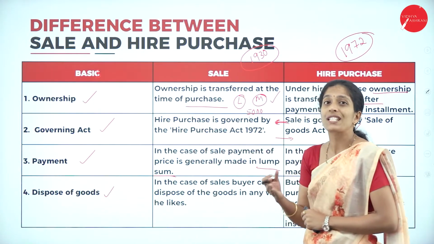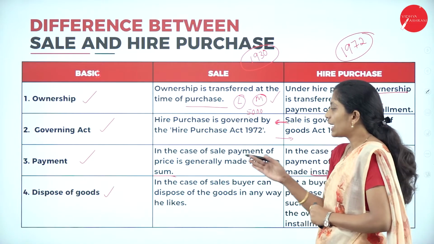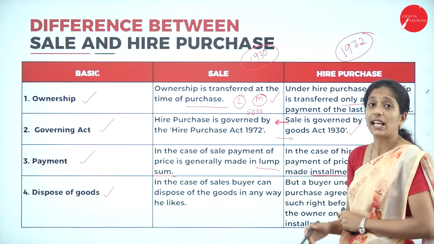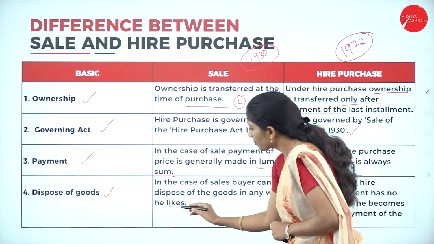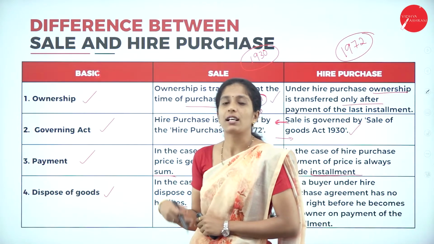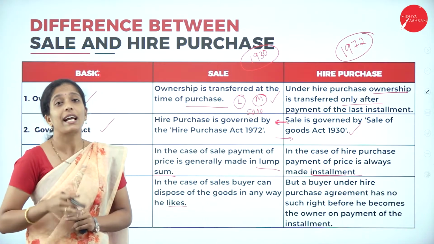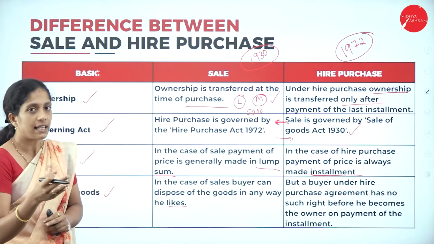Next, the fourth one is disposal of goods. So how have the goods been disposed of? In the case of sale, the buyer can dispose of the goods in any way he likes. After the goods have been sold, the buyer can use those goods or dispose of them as he likes.